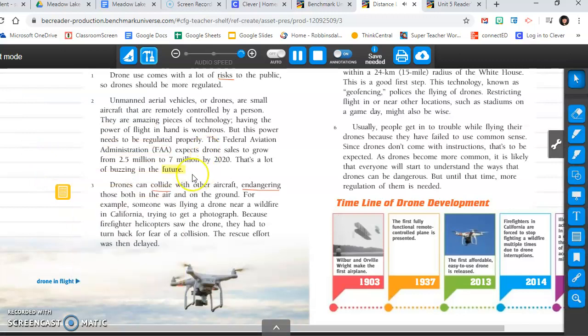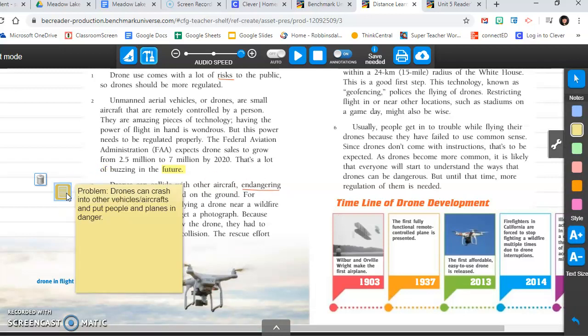Once again, you'll do that a lot. So I saw earlier that it mentioned risks. That was a signal for me for a problem. I also saw the words collide and endangering, which made a siren go off in my head. Those are words that make me think of an issue, something that's not good. And we realized that the problem was that drones could crash into other vehicles and put things in danger.